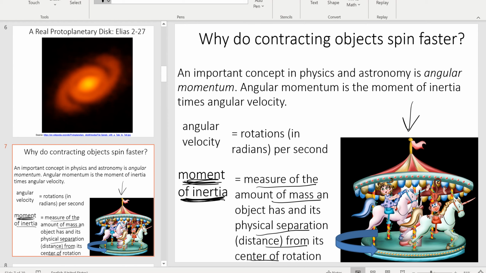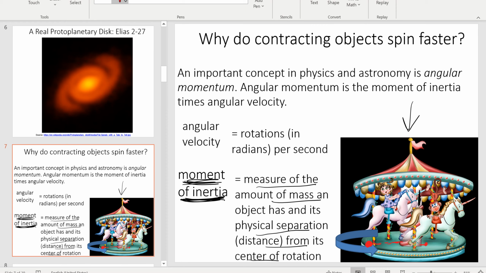The moment of inertia is a property of an object. All objects have moment of inertia, which is a measure of the amount of mass an object has, and also the separation of that mass from the center of rotation. Now, different parts of the object will be separated different distances from the center of rotation. If you take an object that's at the edge here in red, it will be separated by a larger distance from the center pole than if you take something right next to the pole. But the idea is that to compute the moment of inertia, we'll average over all these distances.